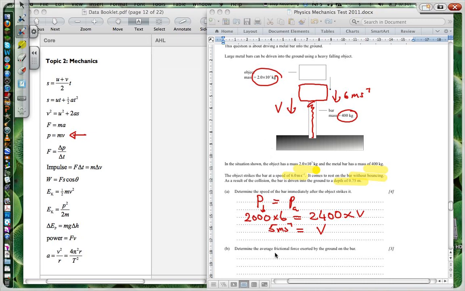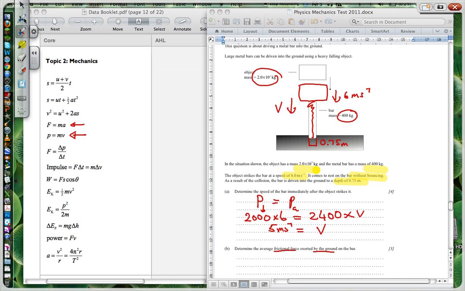Okay, that's pretty straightforward. Then it says determine the average frictional force exerted by the ground on the bar. So in this situation, as it strikes and is moving at 5 meters per second, it's going to drive it in a further 0.75 meters. Now, we can look at this in two ways. We could work out the deceleration and use Newton's second law to calculate the force on it, and then use that value to find the frictional force. Let's do it that way, and then we'll do another way also.